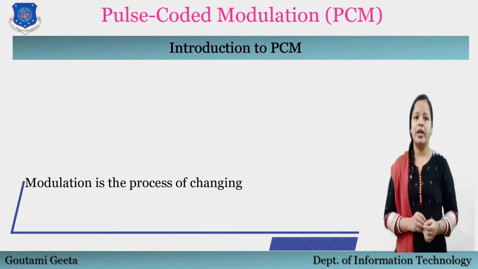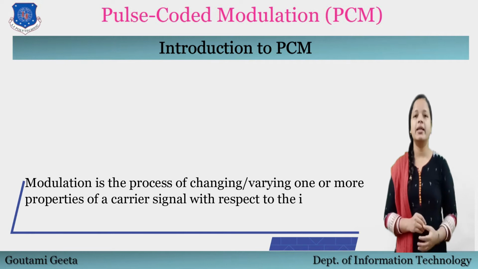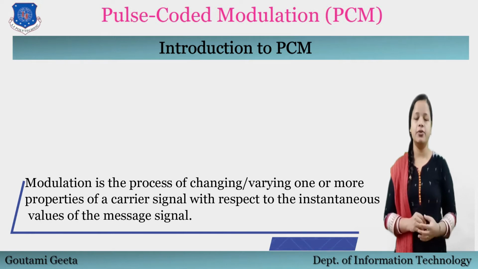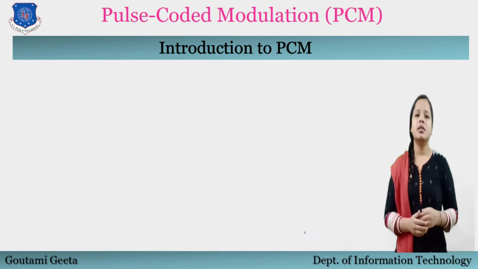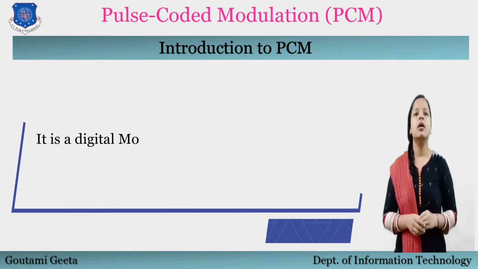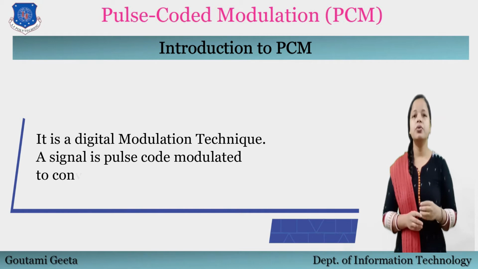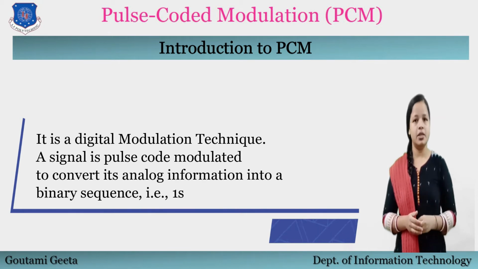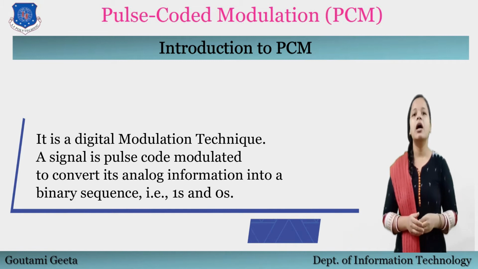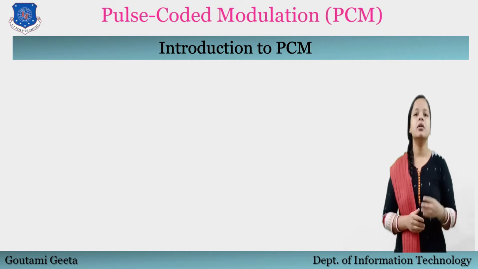Modulation is the process of varying one or more parameters of a carrier signal in accordance with the instantaneous values of the message signal. The message signal is the signal which is being transmitted for communication, and the carrier signal is a high frequency signal which has no data, but it is used for long distance transmission. There are many modulation techniques which are classified according to the type of modulation which is employed. PCM is a digital modulation technique. A signal is pulse code modulated to convert its analog information into a binary sequence, that is in ones and zeros. The output of a PCM will be a binary sequence.